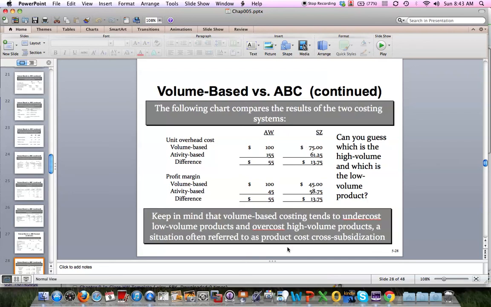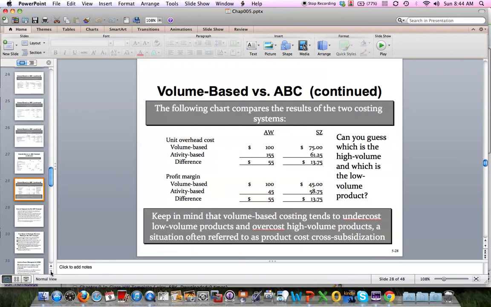Okay, so volume-based costing tends to undercost low volume products, which is AW, it was undercosted, and it tends to overcost high volume products, which was SC. A situation often referred to as cost cross subsidization. That's what happened, and that's what the issue was for HBT.